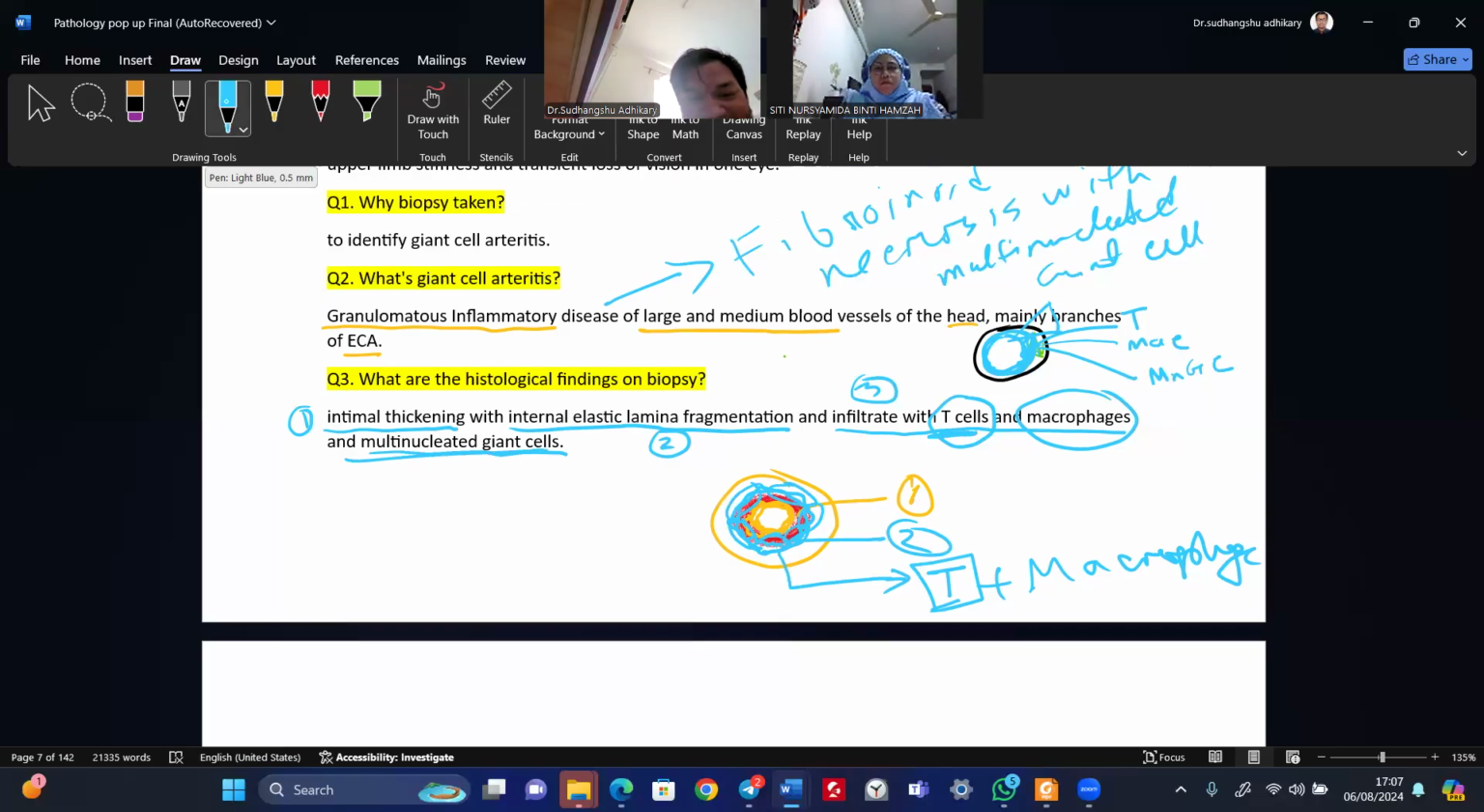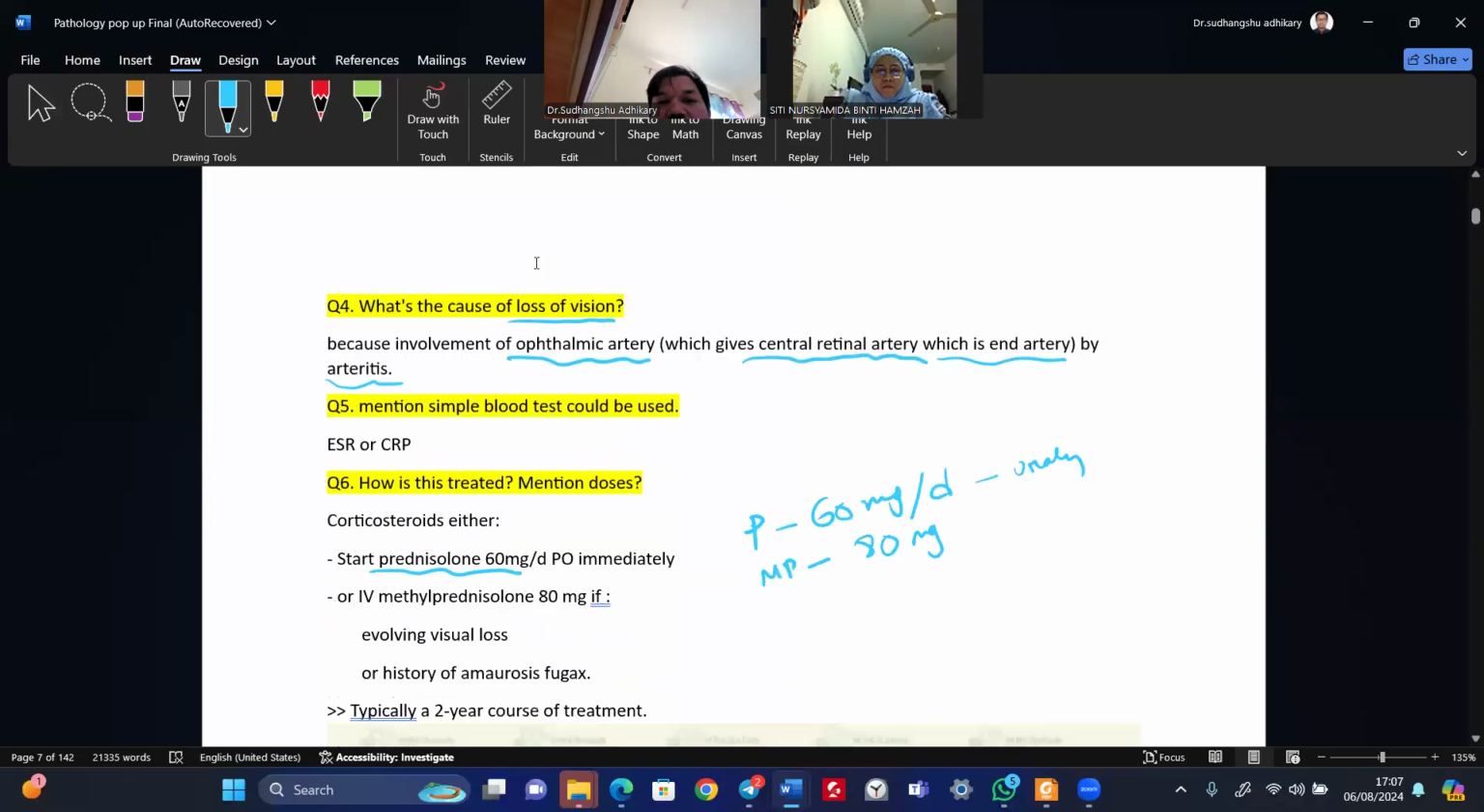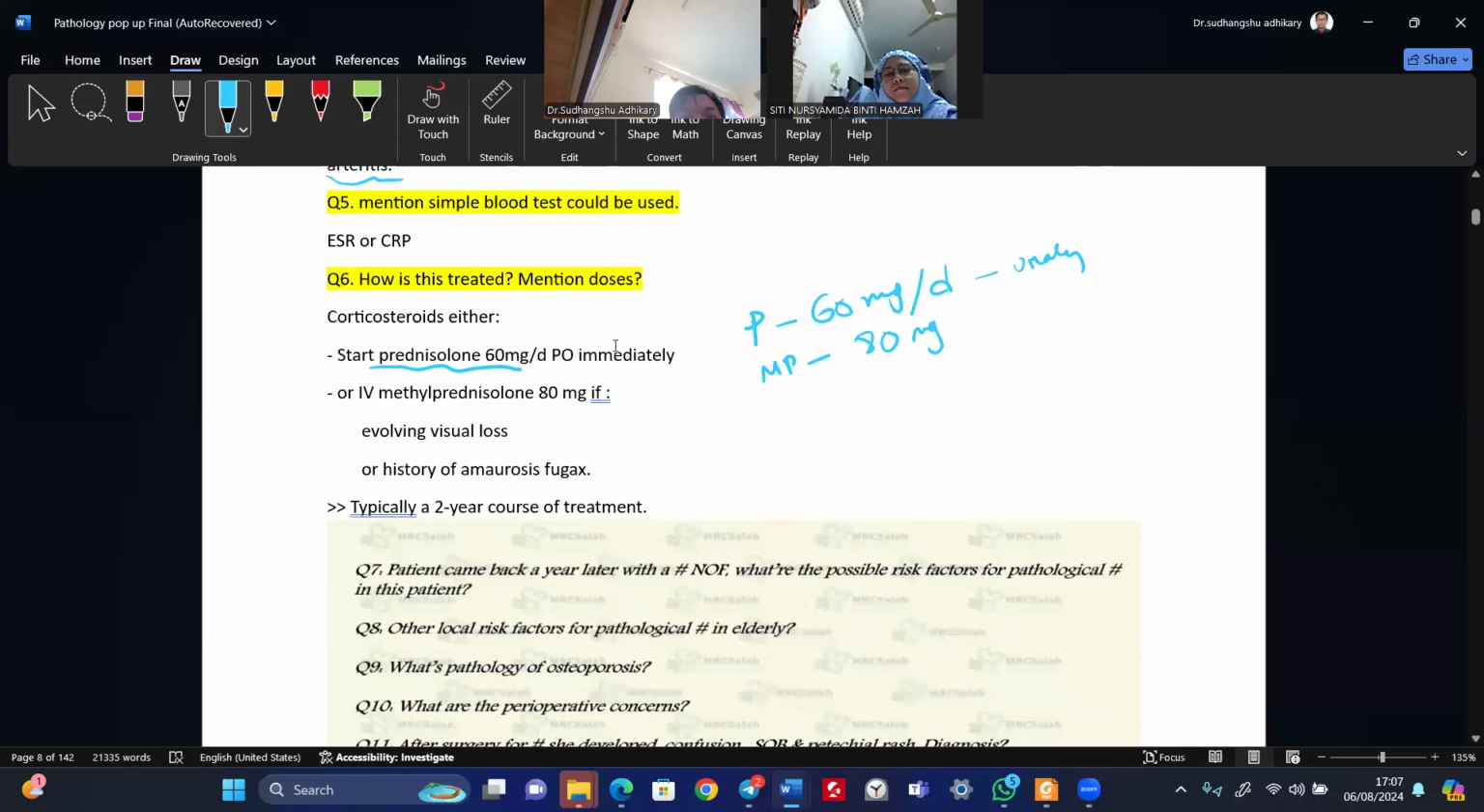But again, have to do it. So three things are the histological findings of temporal arteritis. Number one, intima thickening. Number two, internal elastic lamina fragmentation. Then T cell and macrophage infiltration, and formation of granulomatous multinucleated giant cells. Okay.